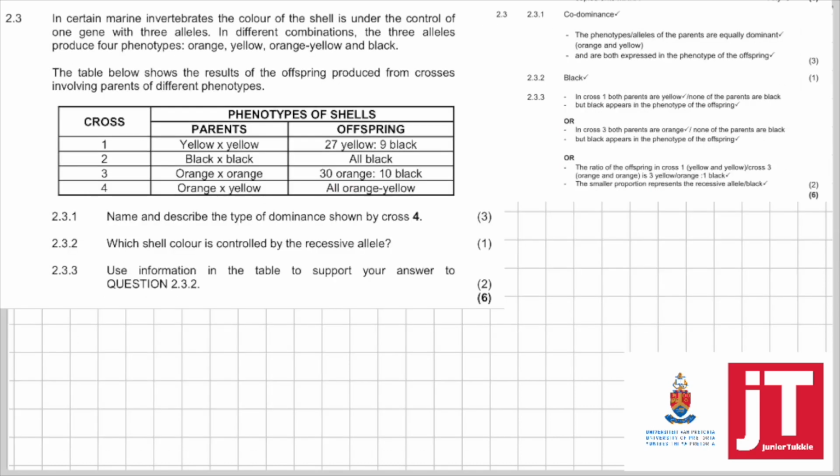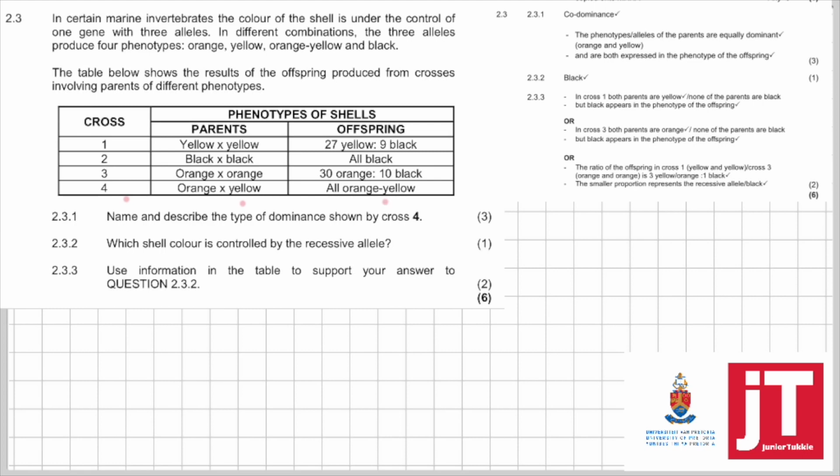Right. Now, let's look at 2.3. In certain marine invertebrates, the color of the shell is under the control of one gene with 3 alleles. In different combinations, the 3 alleles produce 4 phenotypes: orange, yellow, and black. The table below shows the results of the offspring produced from crosses involving parents of different phenotypes. So there are the different crosses, the parents, and the offspring in ratios.